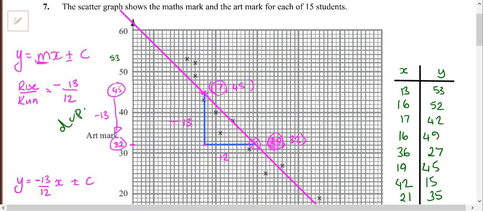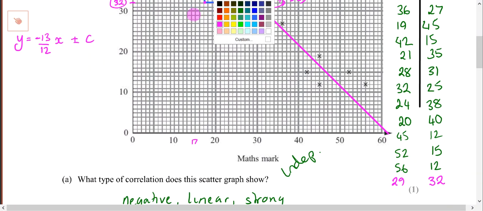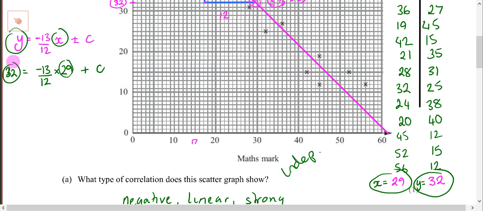So let's see whether I can figure out. What I now need to do is use one of the two coordinates and put it in for x and y and work out what c is. I have two coordinates, don't I? One of my coordinates is actually the mean point. So this is my x and this is my y. So in here I'm going to replace it with 32 equals negative 13 divided by 12 times 29 plus something. I've replaced my x with the 29 and my y with the 32. So I've now got an equation where c is the unknown.